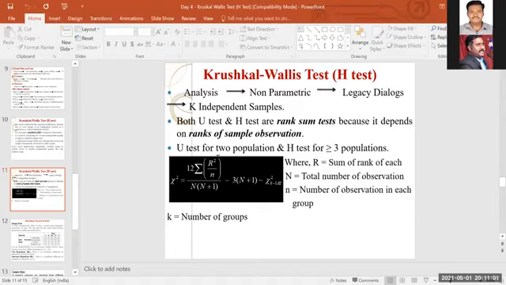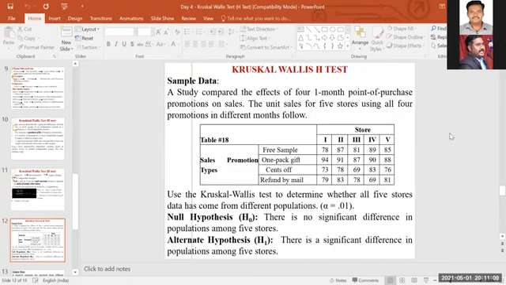Now this is the formula they will use if you want to do the Kruskal-Wallis test manually. This is the data. See here, they are given the data and they collected the data about sales from 5 different stores. There are 2 factors. I want to know the impact on the sales. There is one variable called store, and there is another variable called sales promotion type. So the sales depend upon the sales promotion type as well as the store.